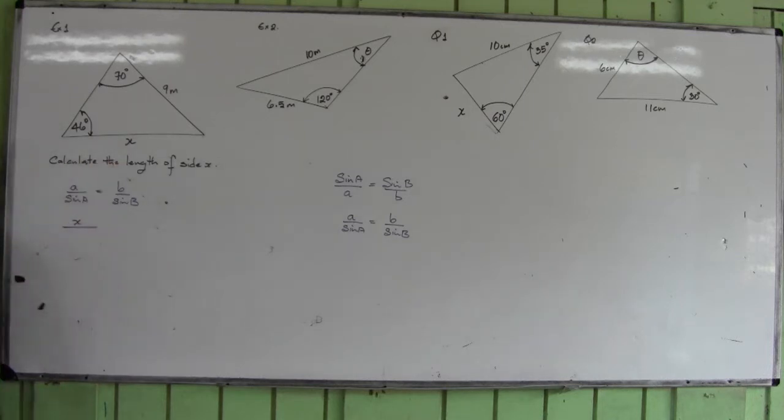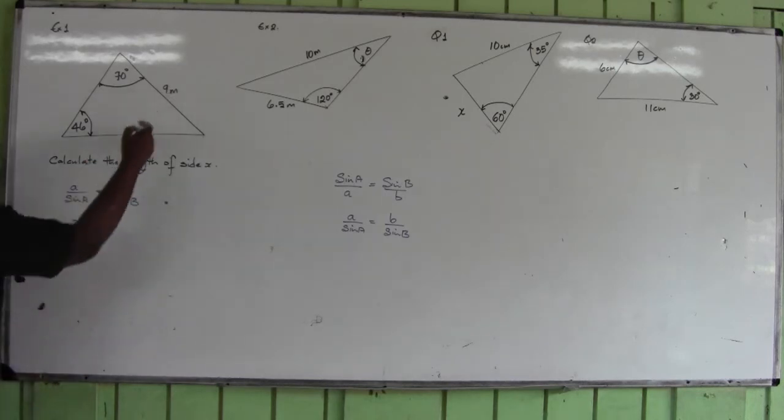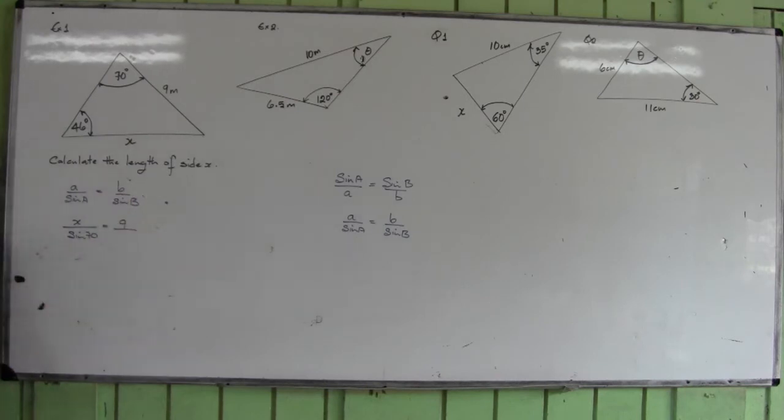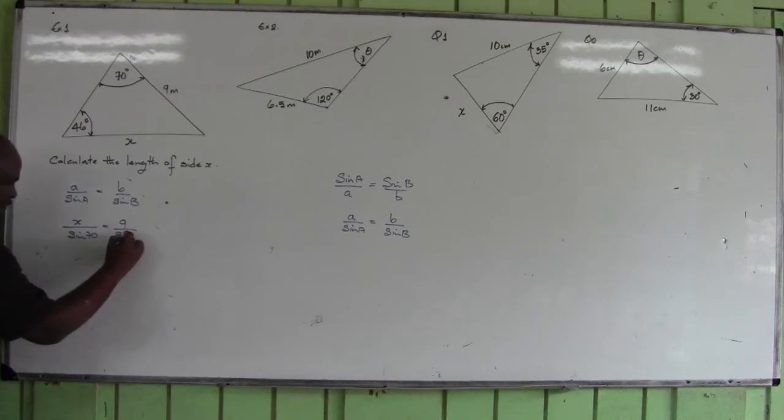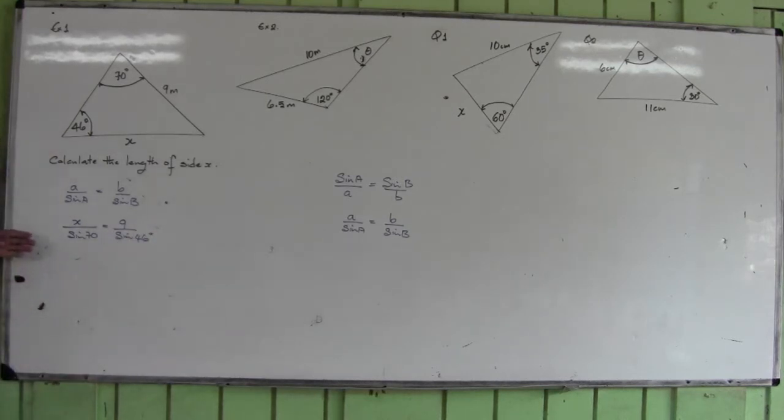X. Which angle is opposite to x? 70 degrees. So it's x over sine 70 is equal to 9 over, which angle is opposite to 9? Over the sine of 46 degrees. Ladies and gentlemen, this is sine rule.